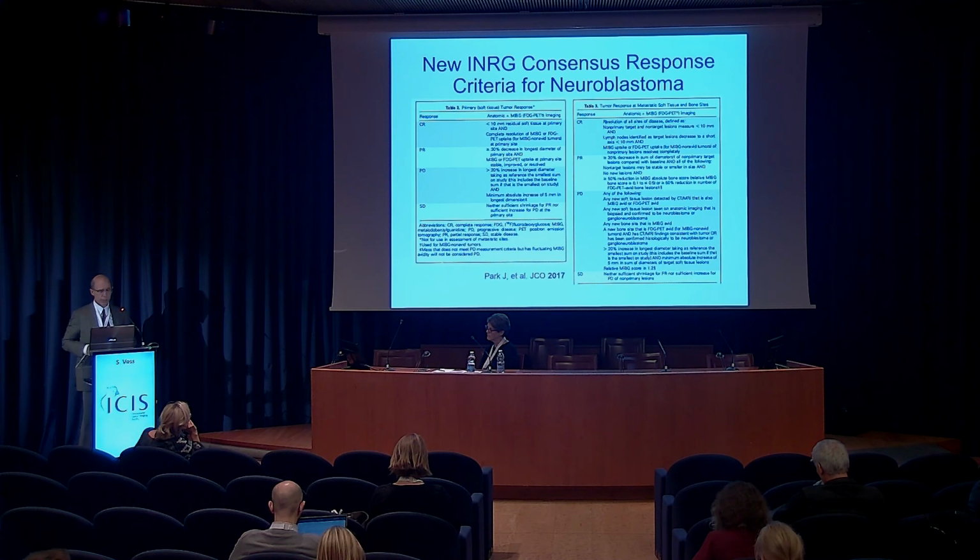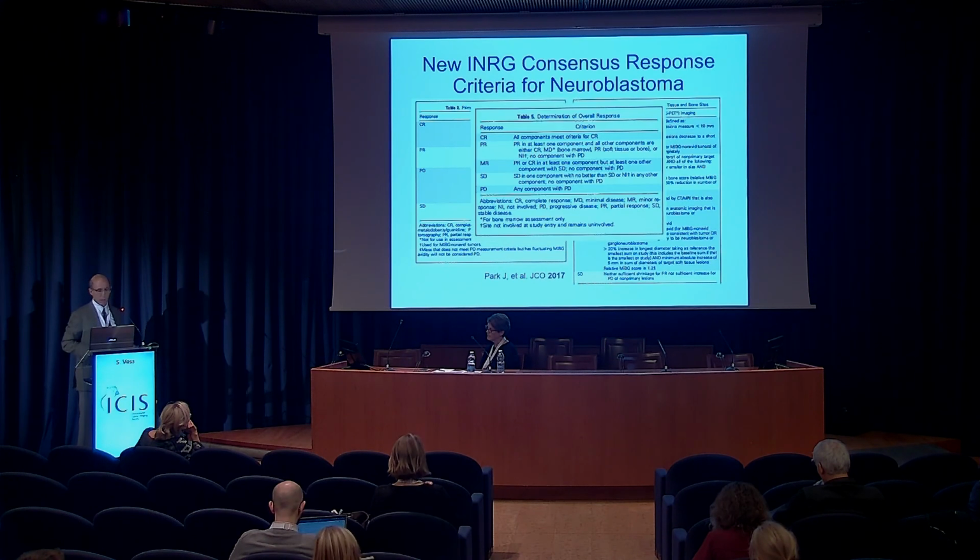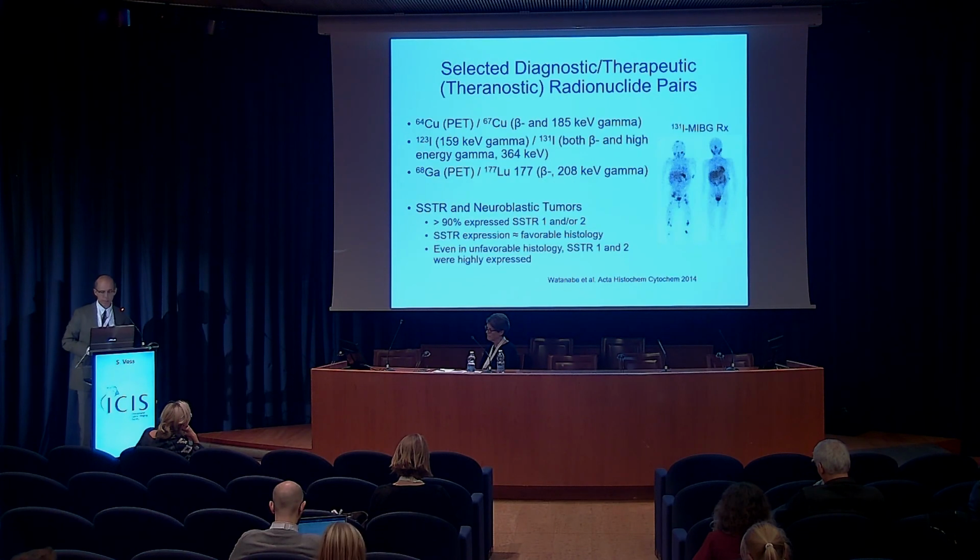So the new INRG criteria that accompany those image-defined risk factors are equally complex. They use RECIST criteria, MIBG response criteria or PET criteria, and define patients as having complete response, partial response, minor response, or stable disease. So we are still charged with making measurements of tumors, evaluating MIBG avidity and PET avidity in those patients who are MIBG negative. And then what I'm not showing you is bone marrow response criteria that also accompany these.